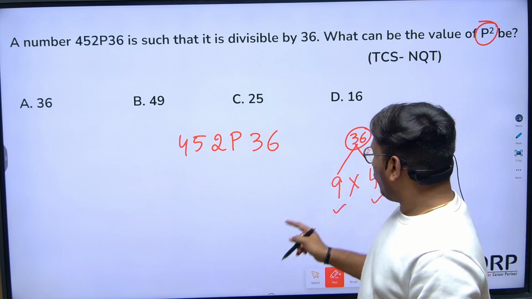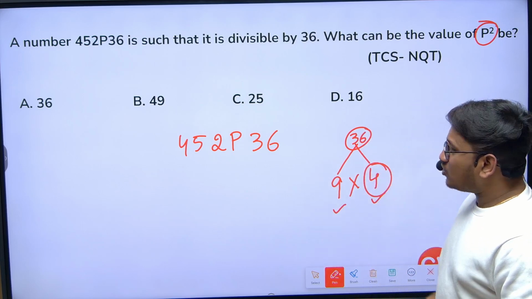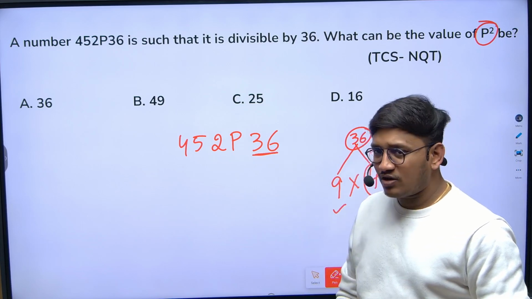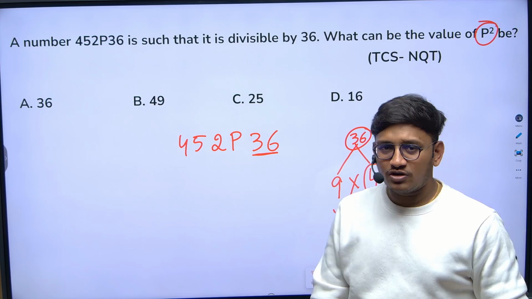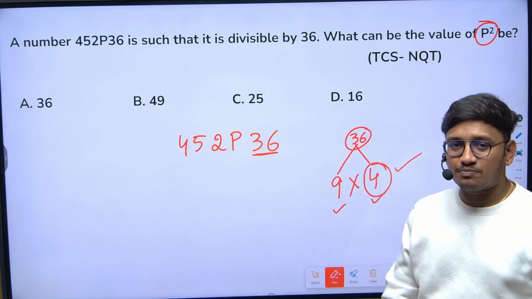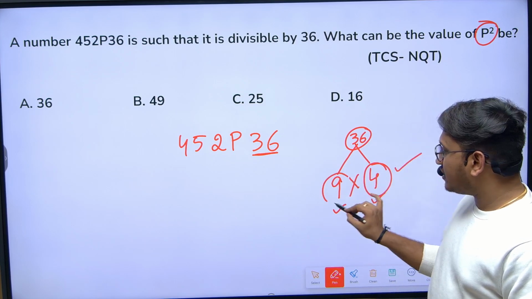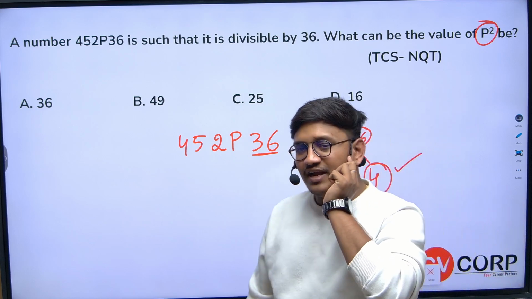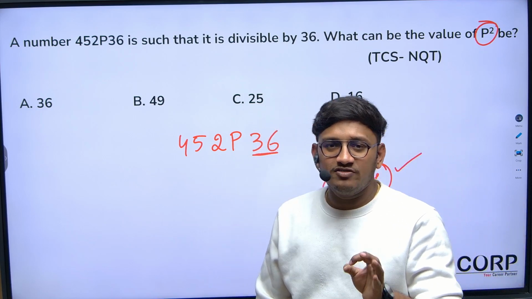Okay, so what is the divisibility rule of 4? Last two numbers: if the last two numbers are divisible by 4, then the entire number is divisible by 4. Now I can say that the divisibility rule of 4 test is passed. Now what number should I check? 9. What is the divisibility rule of 9? The divisibility rule of 9 is that the sum of the numbers should be divisible by 9.